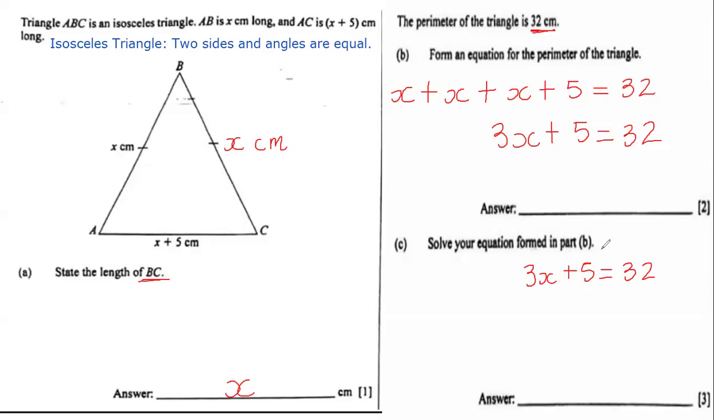Carry the 5 over the equal sign. It becomes negative 5. So we have 32 minus 5. So we have 3X is equal to 32 minus 5. Good. What do we do after that?